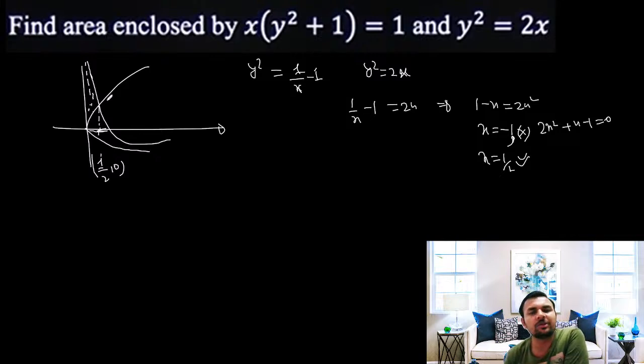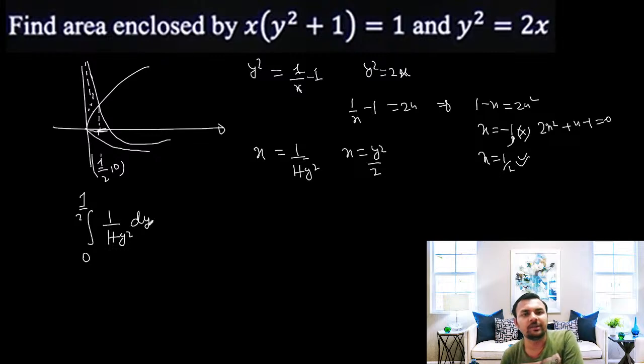Because what will happen, we'll write x in the function of y. That means x equal to 1 upon 1 plus y square. This will become the function, and on that side y square by 2 will become the function. So let's try to integrate on this side. Integration from 0 to 1 by 2, x dx, that is 1 by y square dy.